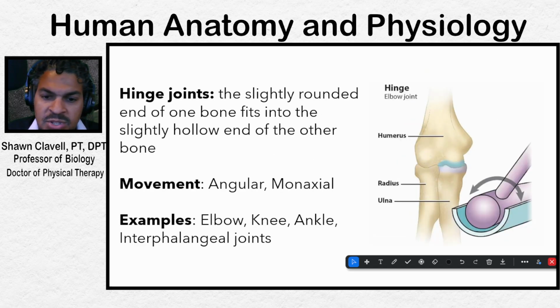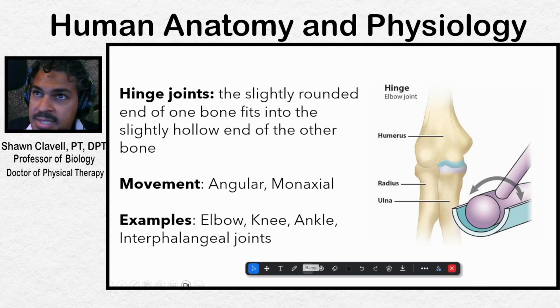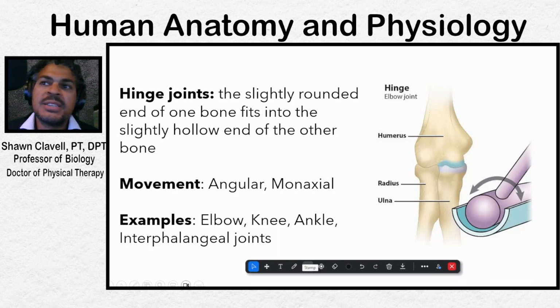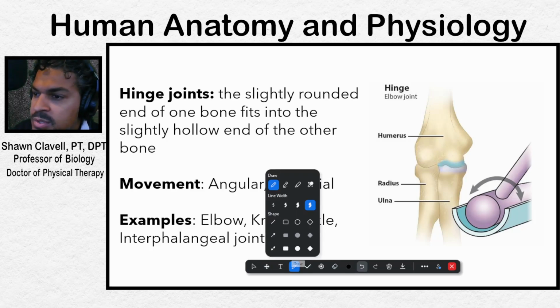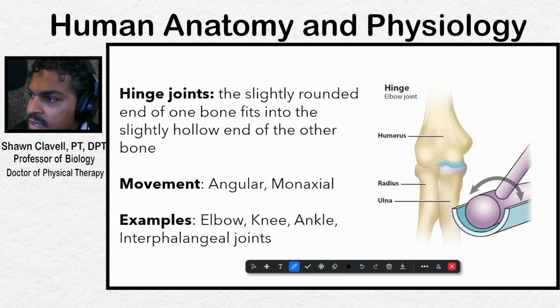And now a hinge joint. A hinge joint is where we really take into account this concept of concave and convex. In a hinge joint, you have a slightly rounded end of one bone that fits into a slightly hollow end of the other. So we have a convex end of one bone articulating with the concave end of the adjoining bone. In the case of the elbow, a classic hinge joint, you have the trochlear notch of the ulna, that's concave.